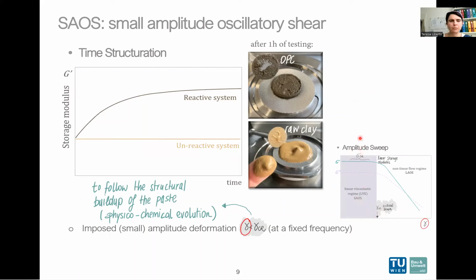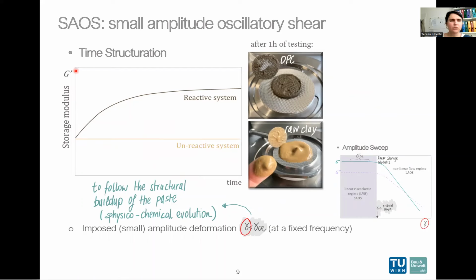If we focus on this linear viscoelastic regime and we impose a small amplitude deformation smaller than the critical one, so here, for example, at a fixed frequency, we can follow the structural buildup of the paste, or what we can call physicochemical evolution, and this link with what is happening inside our paste.